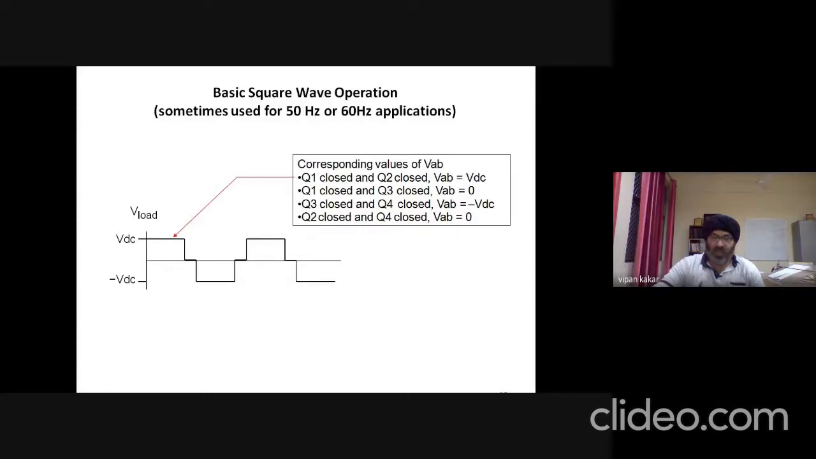So here we can see that when Q1 and Q2, one pair, is on, we see VDC, and then we have a 0 voltage over here when Q1 and Q3 are closed. Again, after that, we have a minus VDC voltage. Again, we have a 0 voltage, and the cycle continues like this.